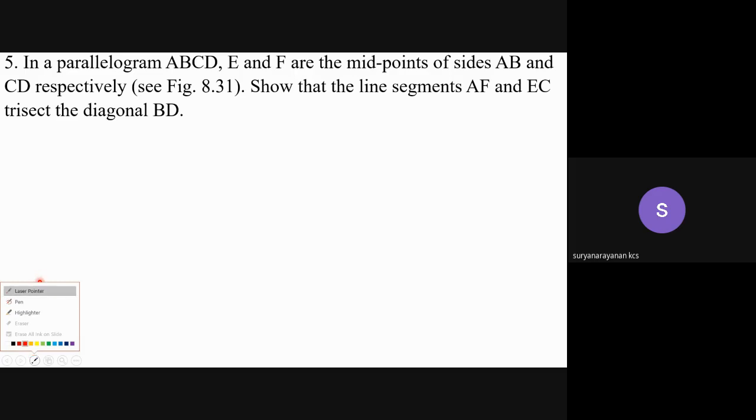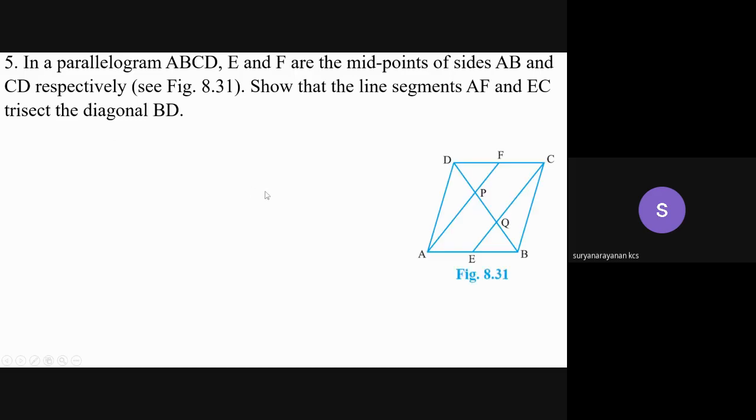Sometimes they will give the figure and sometimes they will not. Okay, my children. Now observe figure 8.31. In this parallelogram ABCD, point E is the midpoint of side AB and F is the midpoint of side CD respectively. Then we have to show that AF and EC, these two lines, trisect the diagonal BD.